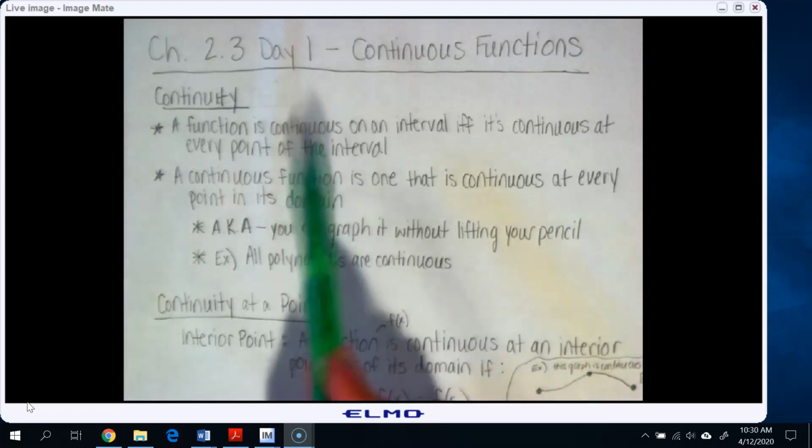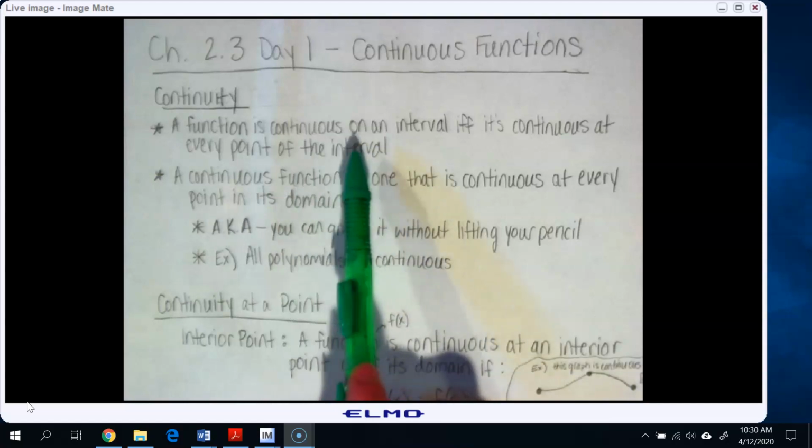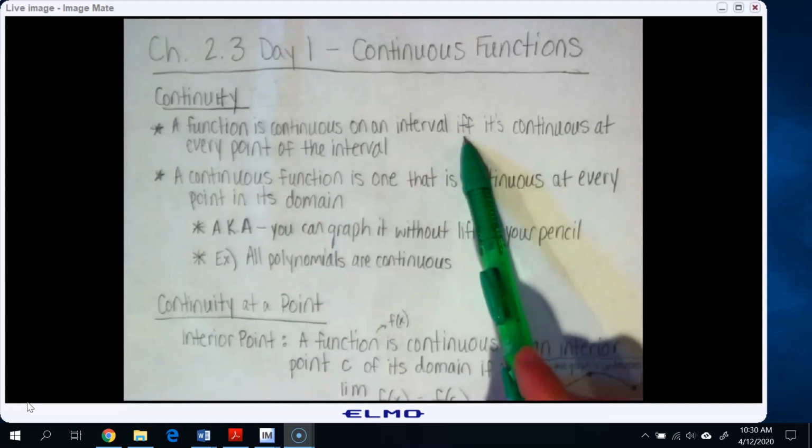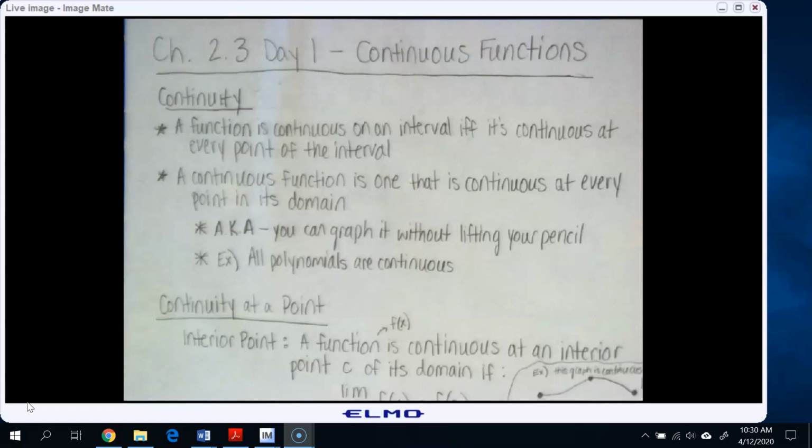If we're talking about on an interval, we would say a function is continuous on an interval. Remember, IFF stands for if and only if. So a function is continuous on an interval if and only if it's continuous at every point on that interval. In contrast, a continuous function is one that's continuous at every point in its domain.